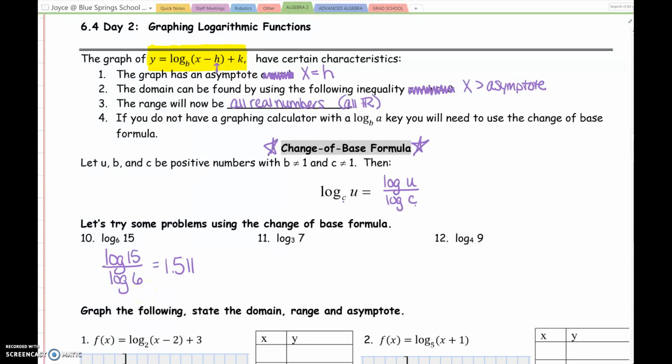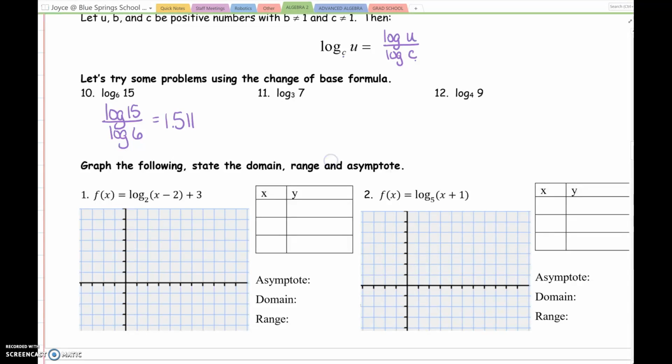How would we set up log base 3 of 7? Somebody be brave. How do we set this up? Log 7 over log 3. Type that into your calculator and see what you get, and then try setting up and calculating log base 4 of 9. Check to make sure. Did you get 1.771 and 1.588?